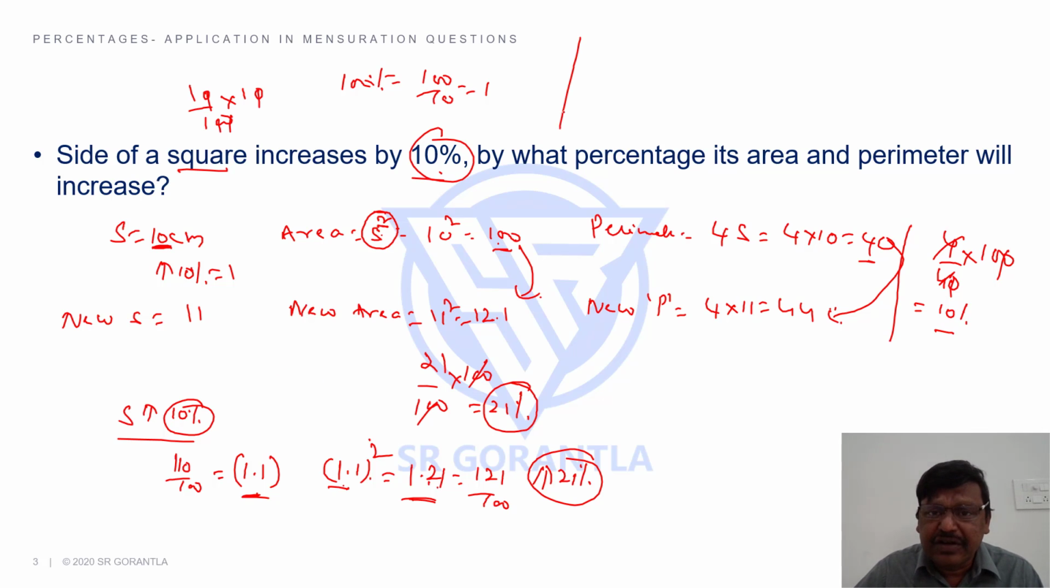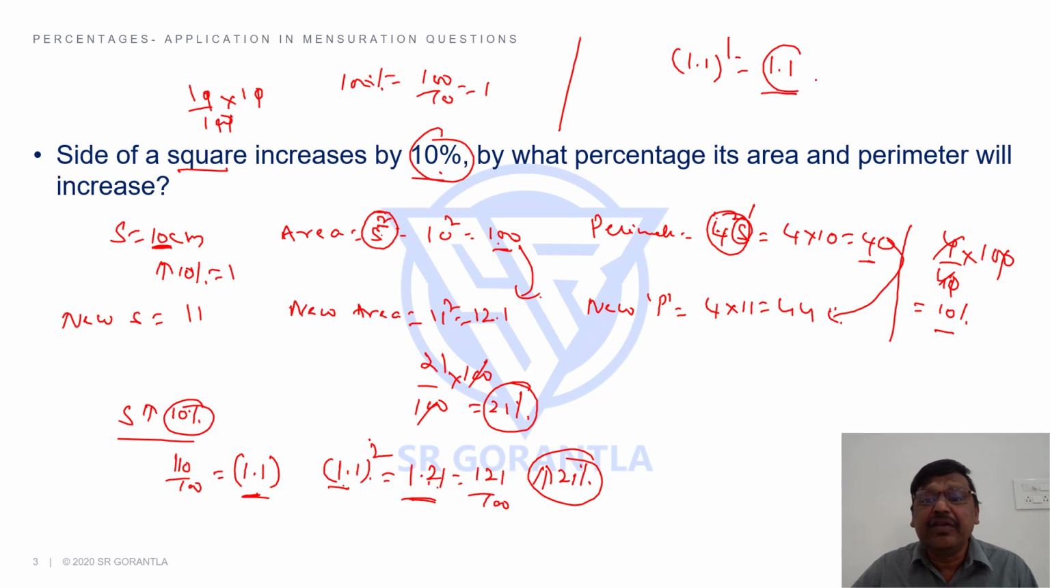But in the perimeter, what is the power of S? You said the perimeter formula is 4S. I am not interested in the coefficient, please. You take the power of S. What is the power of S? 1. So it is 1.1 whole power 1. What is 1.1 whole power 1? 1.1 times. So the perimeter will be 1.1 times the old perimeter. How much more than 1? 0.1 is 10%. See, 1.1 is nothing but 11 by 10 or 110 by 100. It is nothing but a 10% increase, right?